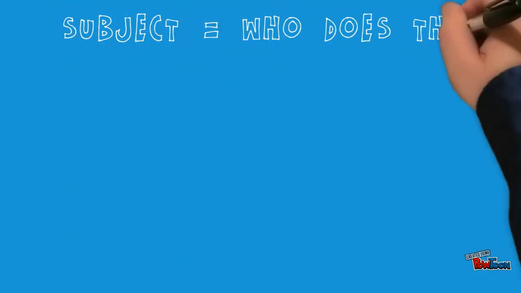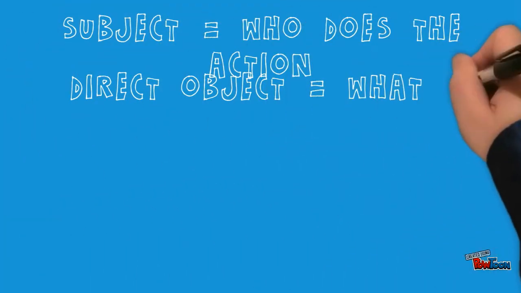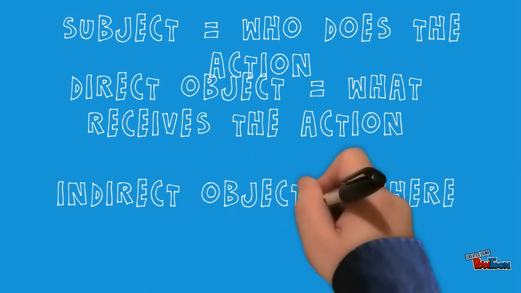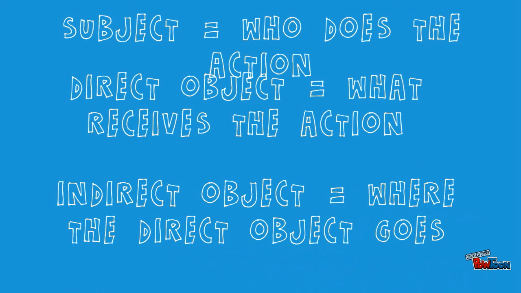There are a lot of elements to be aware of, so when you're starting out, take the time to identify the subject, or who does the action, the direct object, or what receives the action, and then the indirect object, where that direct object is going, or to whom or for whom that action is done.